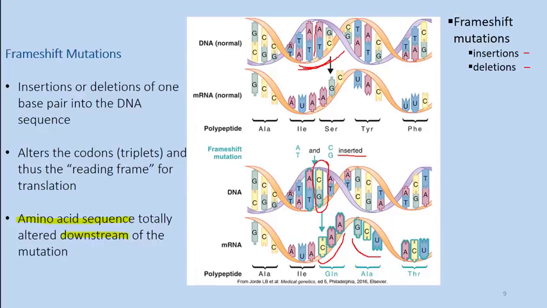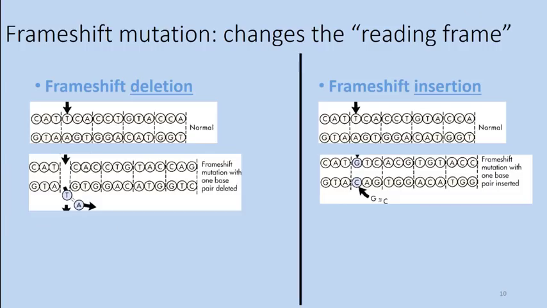So you can compare then to here and to here. We have different amino acids, but not just one, all amino acids downstream are going to be affected. And the same would apply with a deletion, but we'll look at an example on this slide so that it hopefully makes more sense.